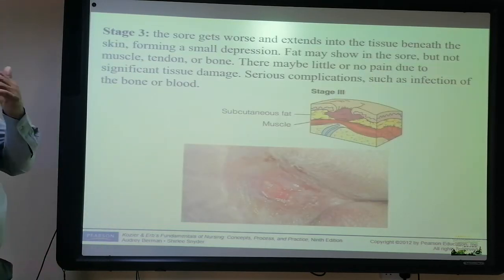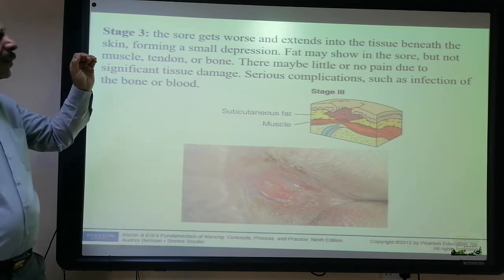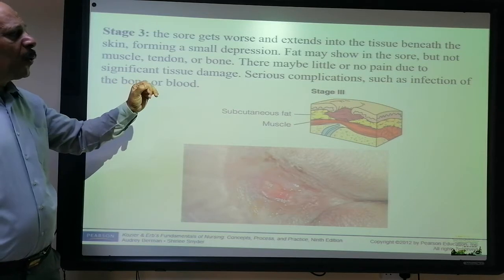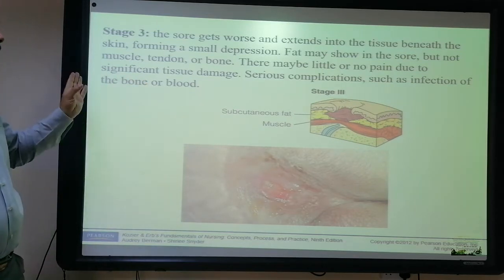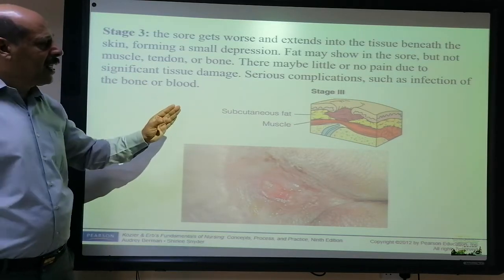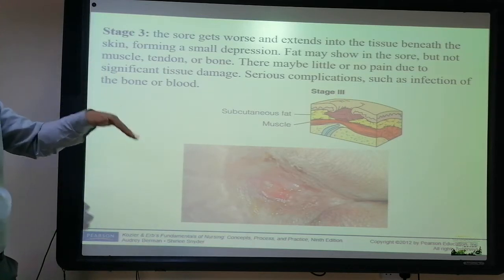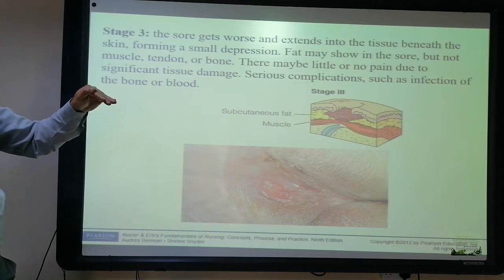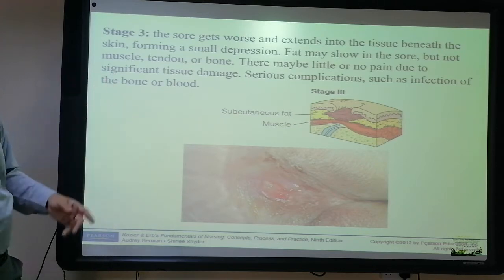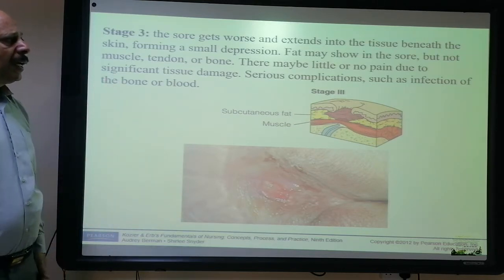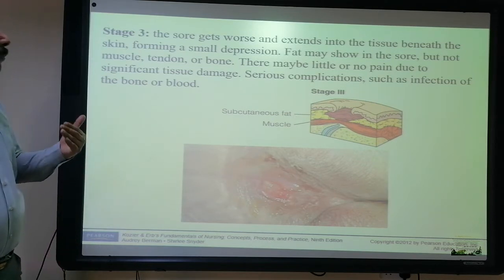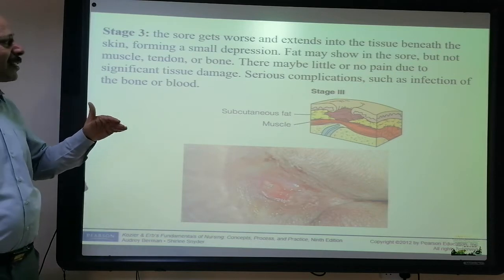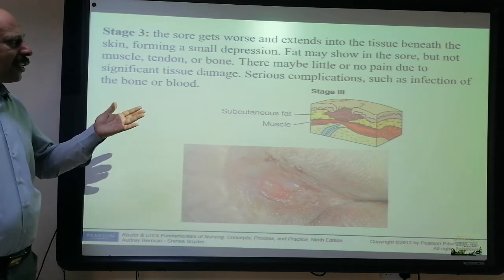Stage 3, the sore here is getting worse and extends into the tissues beneath the skin. So it's affecting the skin and starts to affect the tissue beneath the skin. A small depression will be there. Fat may show in the sore, but not the muscle here. So it is not reaching the muscle, and not reaching the tendon or bone.